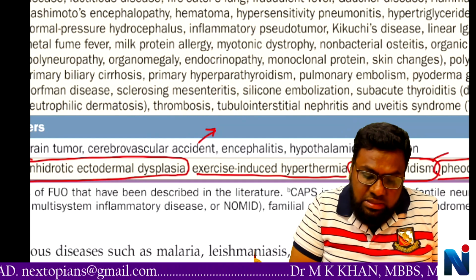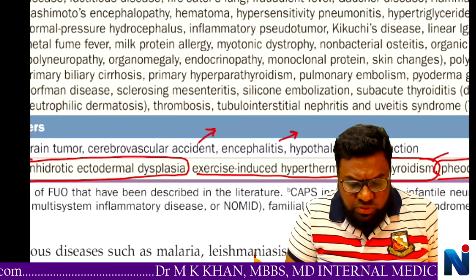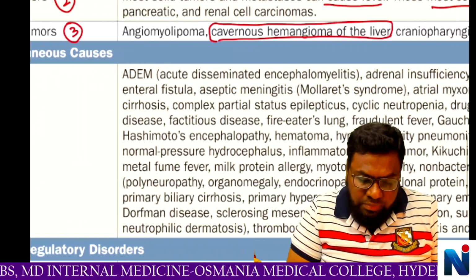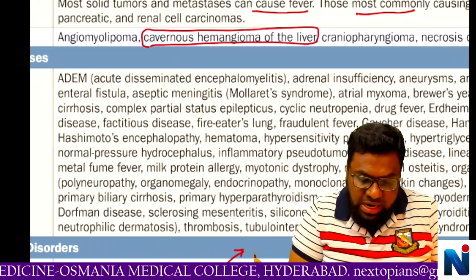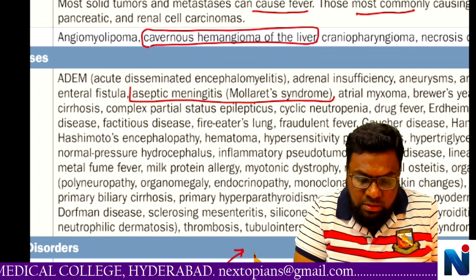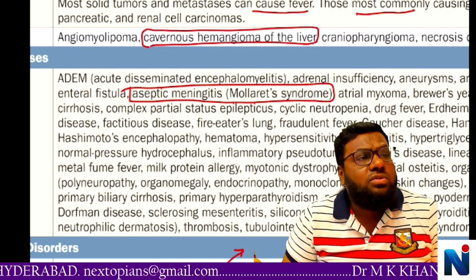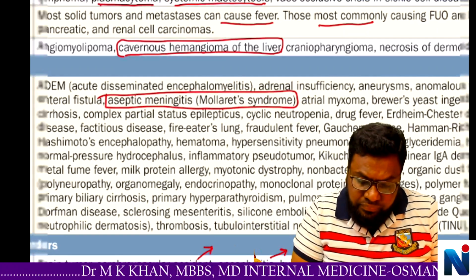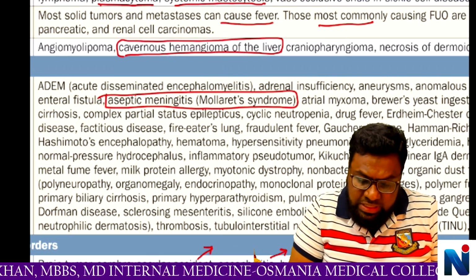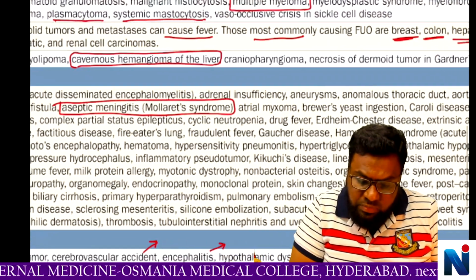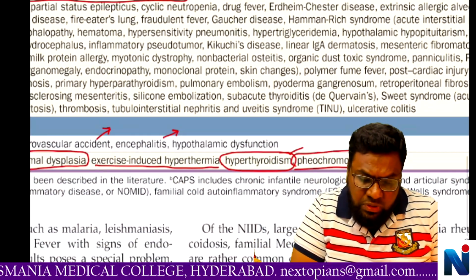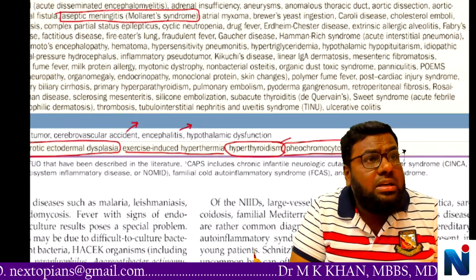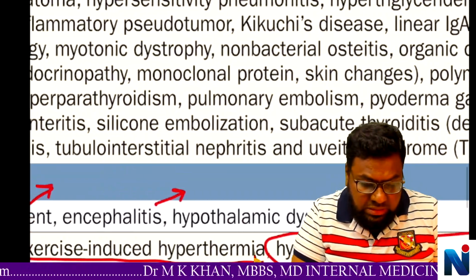Remember this part. Then encephalitis, we all know that encephalitis may be associated with fever, they'll not ask you. Hypothalamic dysfunction also, it is very easy to guess. Now please make a note of these syndromes. The Mollaret syndrome, that is recurrent aseptic meningitis. Then neutropenia. Two important diseases which AIIMS commonly asks and can be expected in NEET. I'll just show you. Is it visible? Is the font okay? Yes.